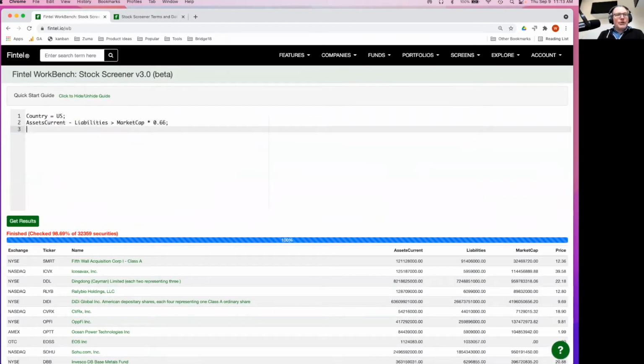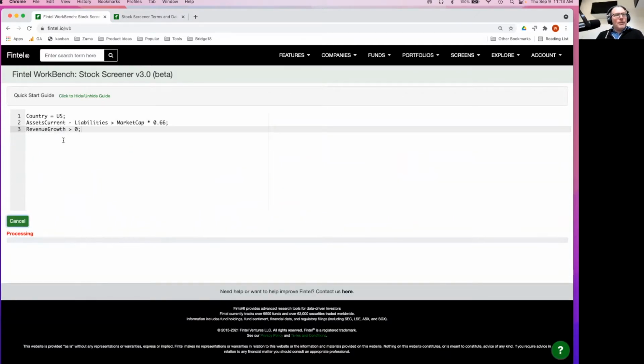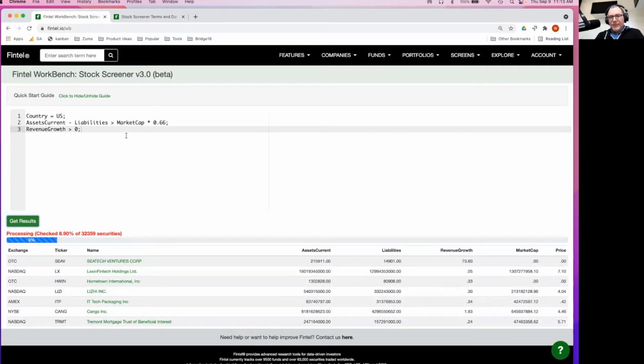So in addition to this, you can say revenue growth is greater than 5%, or at least 0. Let's just say 0. There's a whole bunch of terms in here that have to do with accounting data. You've got cash flow statements, income statements, and balance sheet statements. There are probably going to be very few companies where the revenue growth is this high and the balance sheet stuff works out. But here we go. Okay.